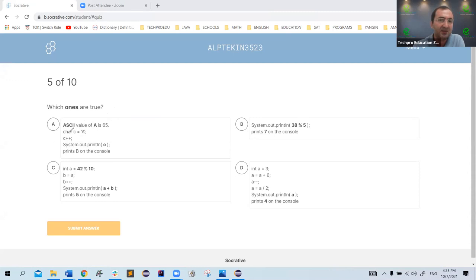We have char data type, which is A, uppercase A. Look at here, we have C++. This is increment. We are increasing the value of char C. Look at, now what are we going to do here? Are we going to increase the ASCII value of C to make it 66? Or are we going to change letter A by one?